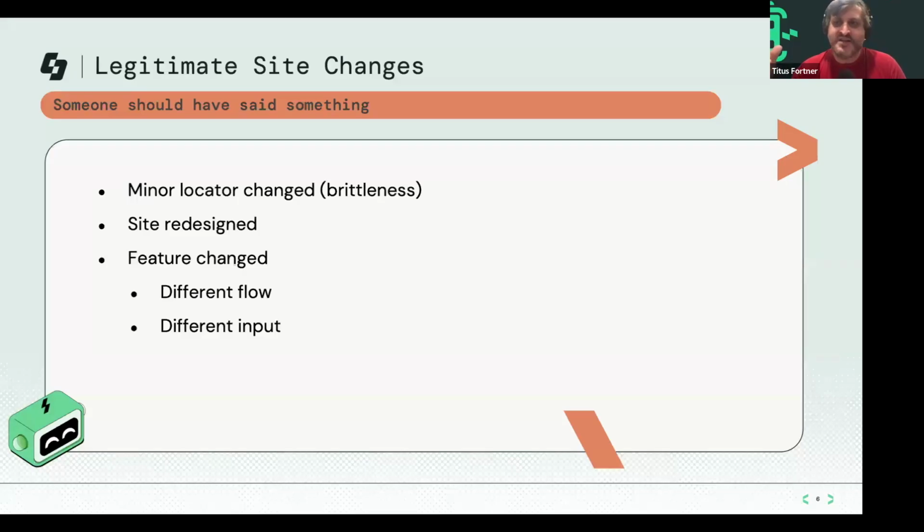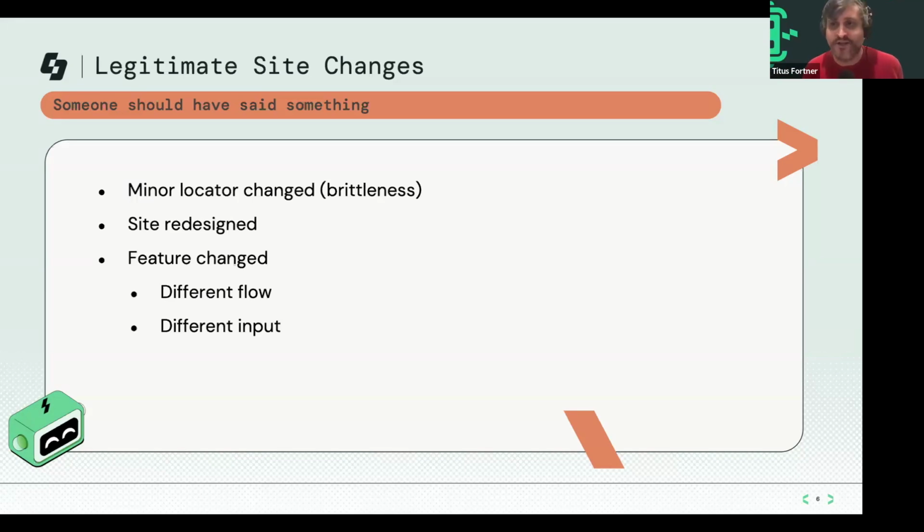The next thing is a site redesign. So this is kind of like a whole other level to a locator change. This is all the class names you were using are gone, right? Or something dramatically was different. And I think this is important because there's no amount of slightly improving your locator strategy that's going to save you from a site redesign. You're just going to have to redo everything.